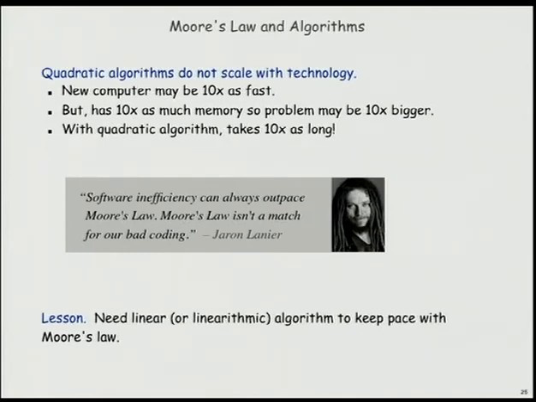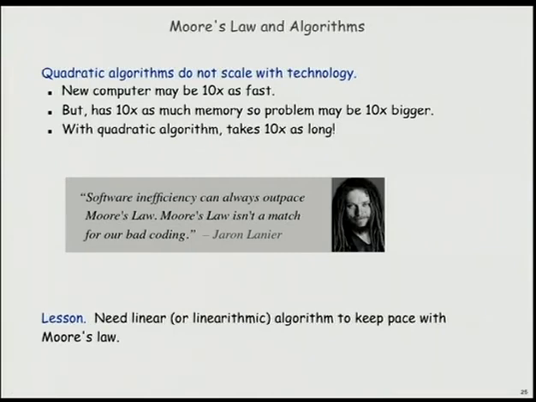We could have stored 1,000 pictures, and now we have a hard drive that can store more, so now we store even more pictures. When we have more things, we do more. So the problem is, if we make this problem 10 times bigger, and we have a 10 times faster computer, then the quadratic algorithm will take 10 times longer, even though we have a new computer. That's why Jaron Lanier said, software inefficiency can always outpace Moore's law. Moore's law isn't a match for bad coding.